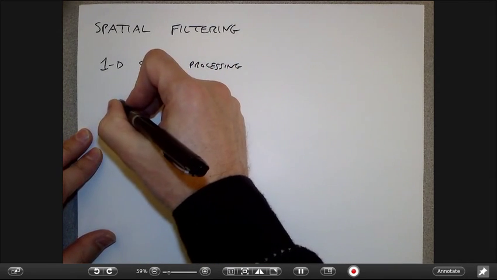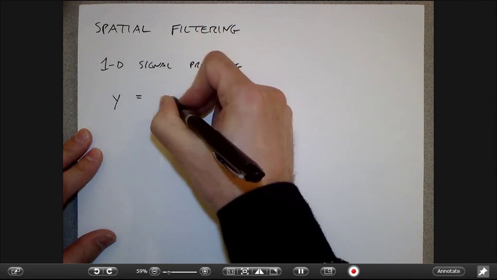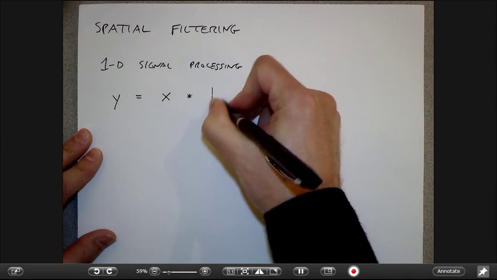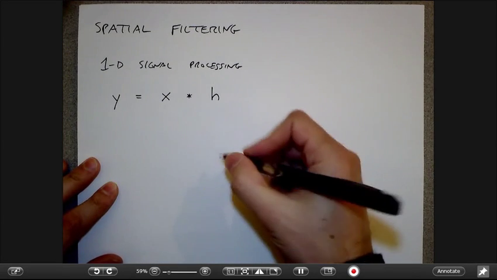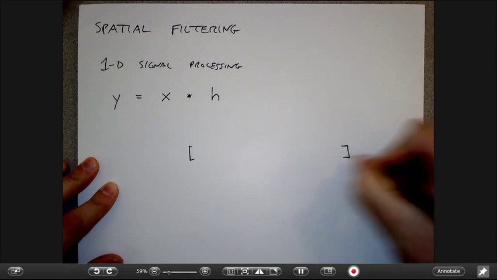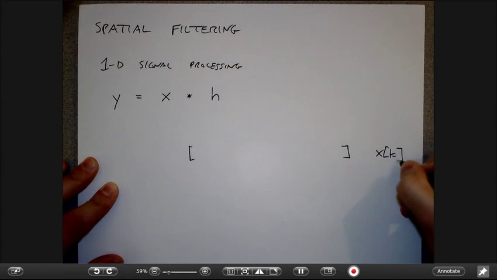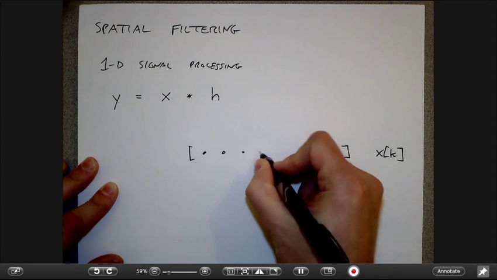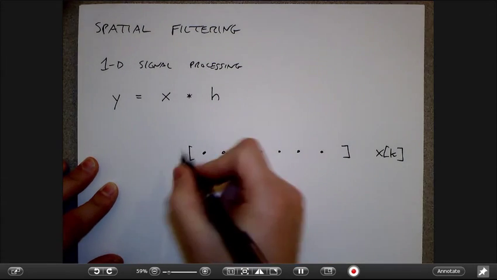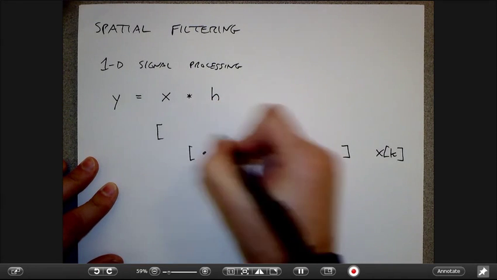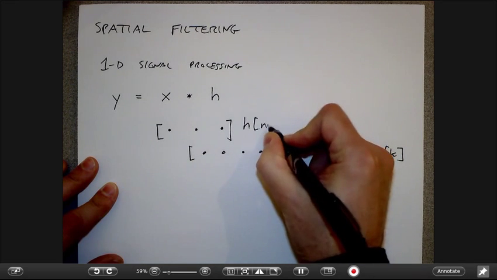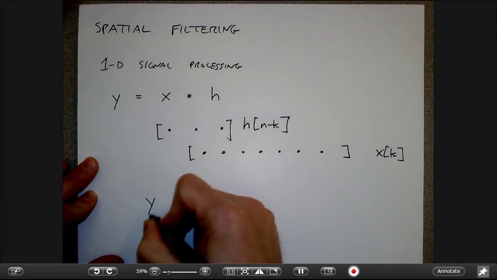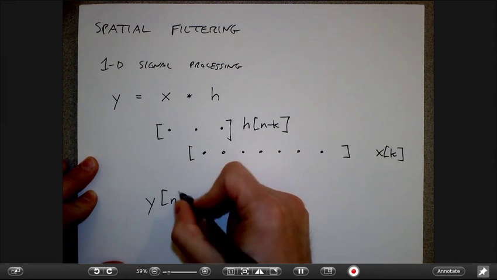So we had an output signal and an input signal, and then we had a filter, and we got the output by an operation called convolution, where we convolved the input with the filter. What that meant was that we had the entries of x, which we could think of like this, and then we had the entries of h, which we could think of like this. And the convolution sum in discrete time was defined as follows.